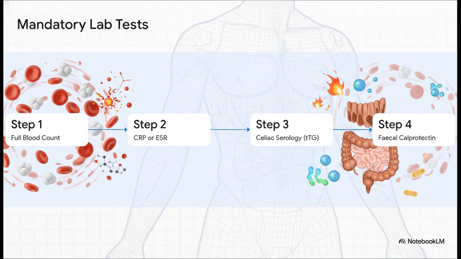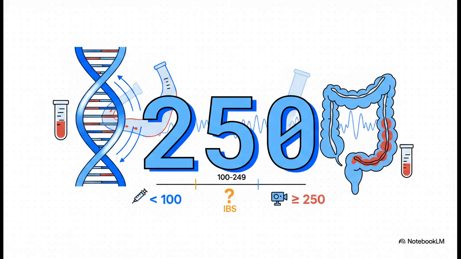However, you gotta note that this specific test is indicated specifically for patients presenting with diarrhea who are under 45 years old. I want you to notice the critical threshold highlighted here, 250 micrograms per gram. If a patient's fecal calprotectin levels hit or exceed this mark, there's a super high suspicion for inflammatory bowel disease, and we proceed directly to a colonoscopy.